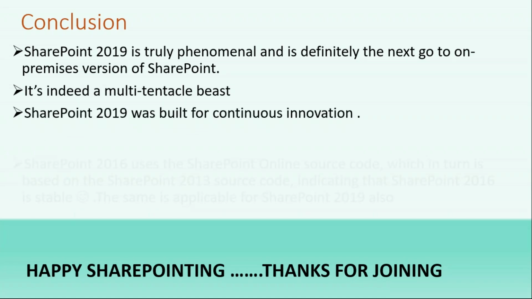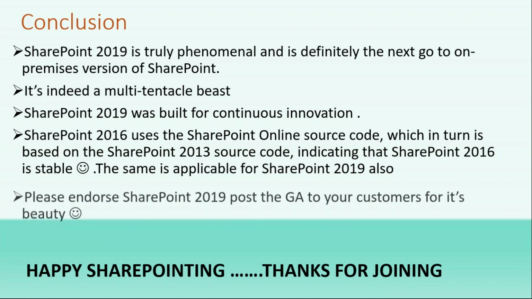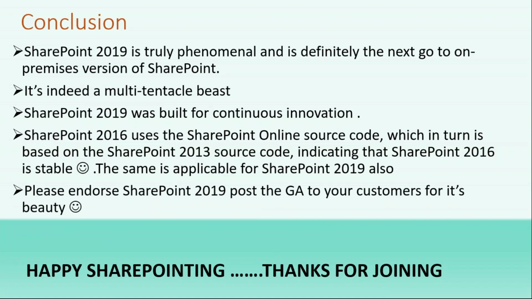So SharePoint 2019 was built for continuous innovation. This is something I was already talking about in the beginning of the session. Your SharePoint 2016 uses the SharePoint Online source code, which in turn is based on SharePoint 2013 source code, indicating that SharePoint 2016 is stable. The same is applicable for SharePoint 2019 also, and that is how Microsoft manages to push all these new features much more quickly than how they were doing before. So please endorse SharePoint 2019, post the GA, to your customers for its beauty.